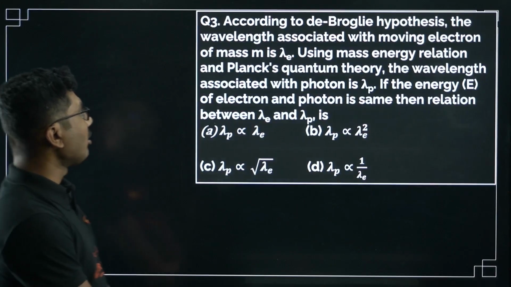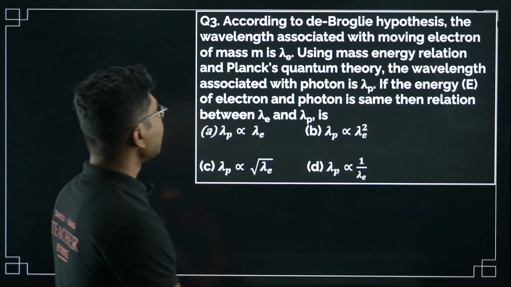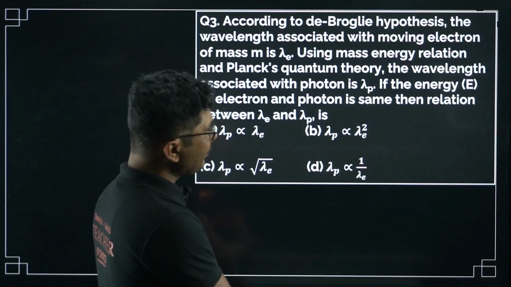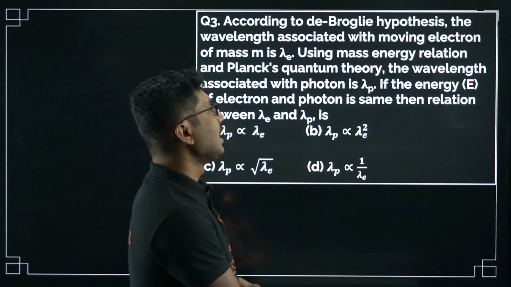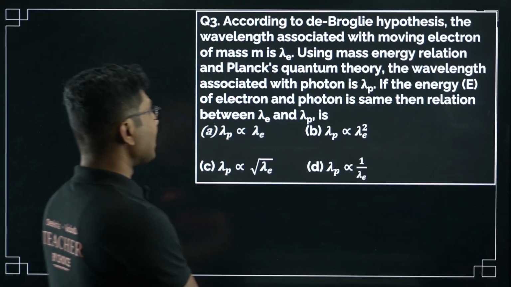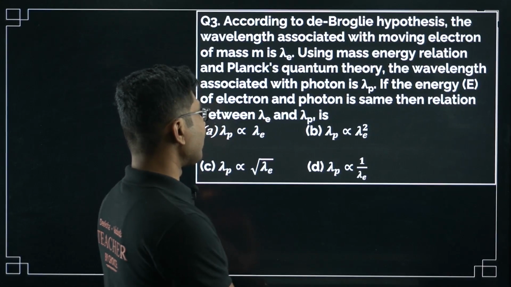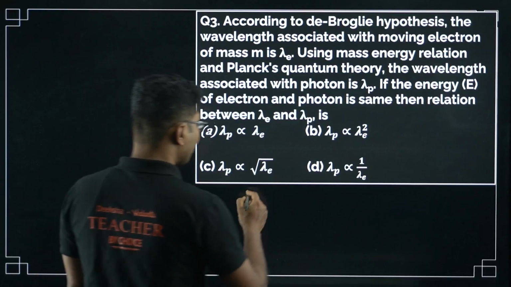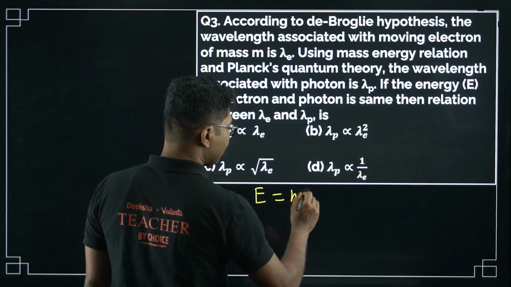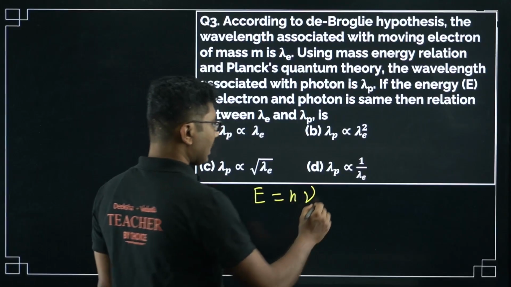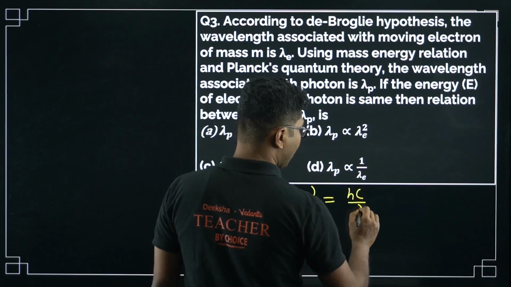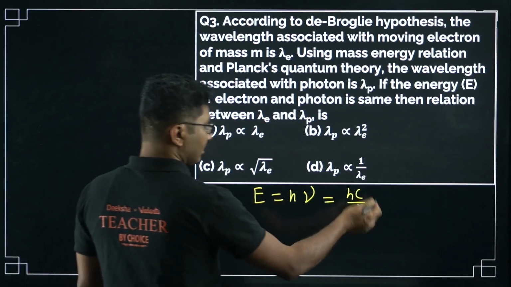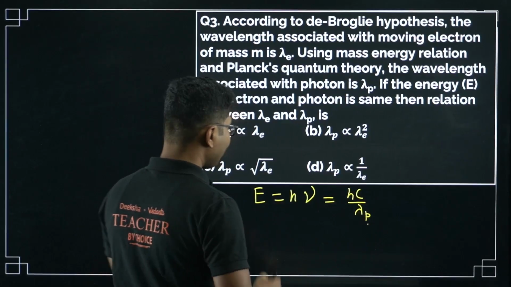Next question. According to de Broglie hypothesis, the wavelength associated with a moving electron of mass m is lambda e. Using the mass energy relation and Planck's quantum theory, the wavelength associated with a photon is lambda p. The energy of the electron and photon is the same. Then what is the relationship between lambda e and lambda p? First of all, we know that the energy of a photon is h into nu, so from there we can write this as hc by lambda photon. From the energy relationship we can find the value of energy.